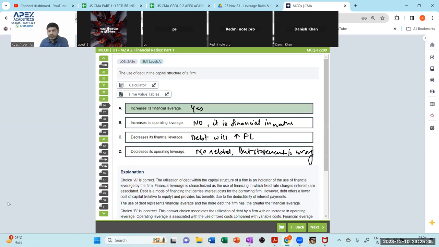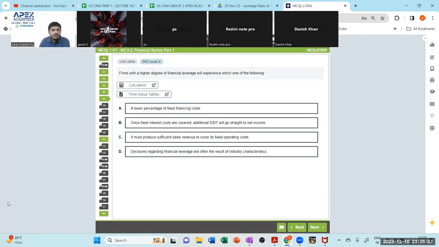Question number 35. Firms with a high degree of financial leverage, what will they experience? A low percentage of fixed financing cost? No. There is a high degree of financial leverage. Therefore, borrowed funds are high. Therefore, interest is high. So this is wrong. Once the fixed interest costs are covered, EBIT will go straight to net income. Yes. What is the meaning of this?